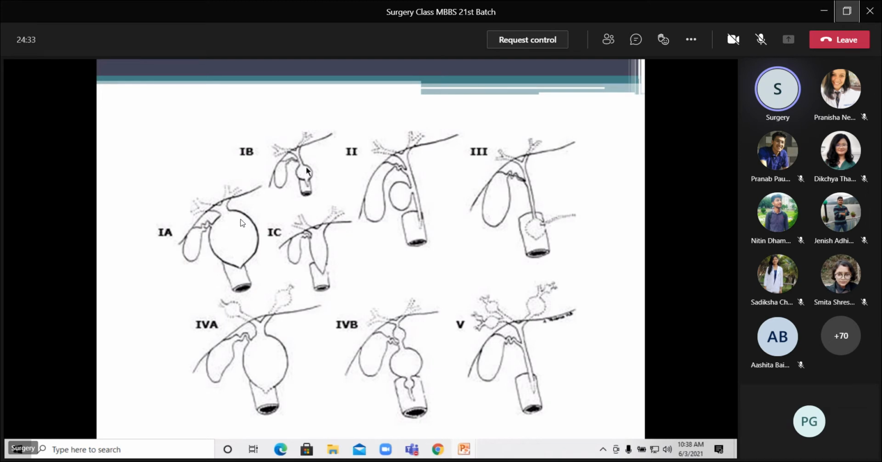In type 1B, you can see a cystic dilatation at the middle part of the CBD, where the gallbladder and the rest of the biliary tree are normal. Type 1C has a similar pattern to type 1A, but the fusiform dilatation is a little smaller in size, and the cystic duct again opens into the dilated part of the common bile duct. So this is type 1 of choledochal cyst.